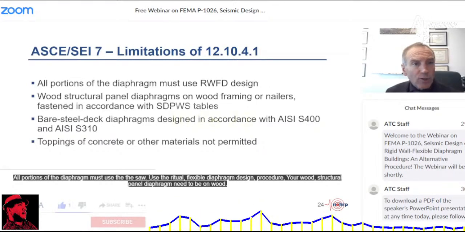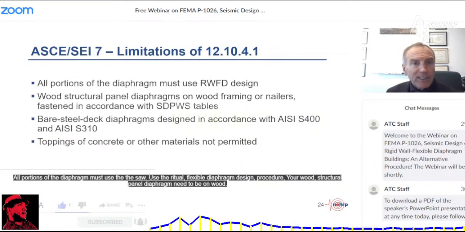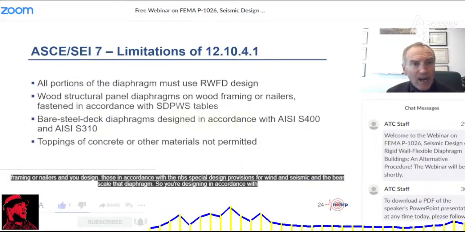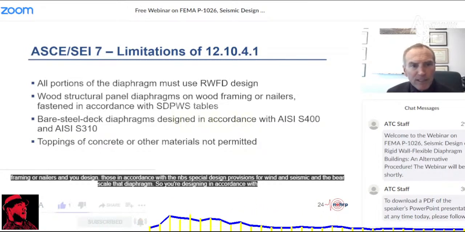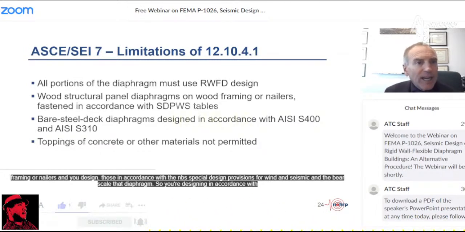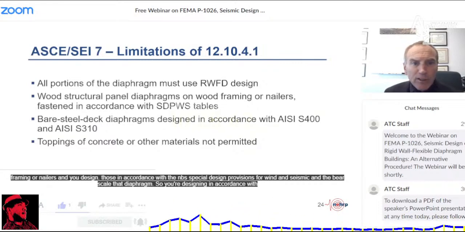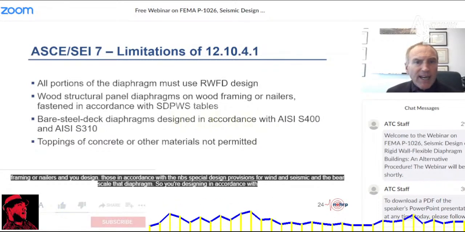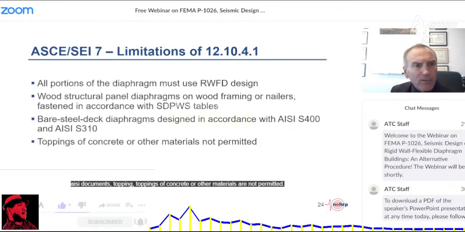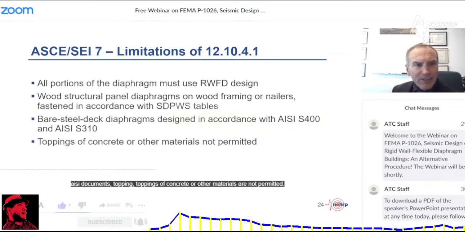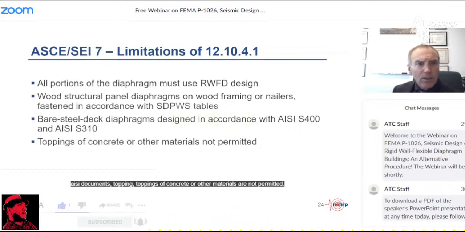Your wood structural panel diaphragms need to be on wood framing or nailers, and you design those in accordance with the NDS special design provisions for wind and seismic. And the bare steel deck diaphragms you're designing in accordance with AISI documents. And toppings of concrete or other materials are not permitted.